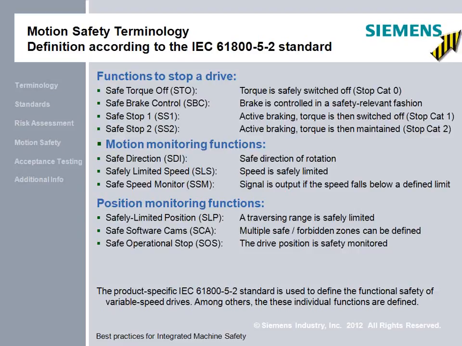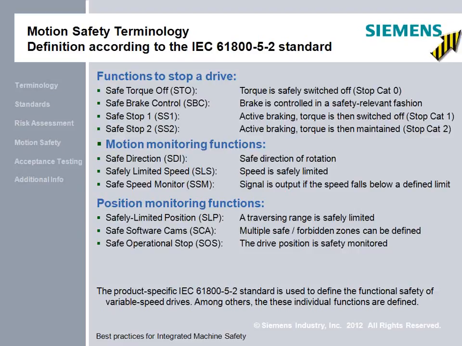For position functions, we have safe limited positions, which is a safety implementation of physical safety switches on the machine. We can now do that with the safety system itself without the need for additional hardware. Safe software CAMs is just that. It's a safe programmable replacement for physical CAM switches, typically redundant CAM switches on a machine.